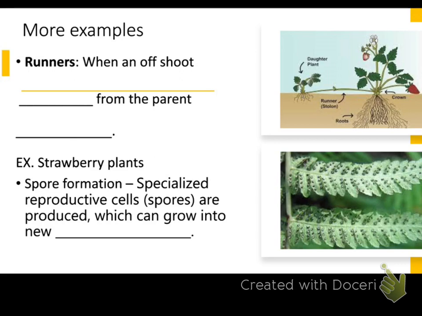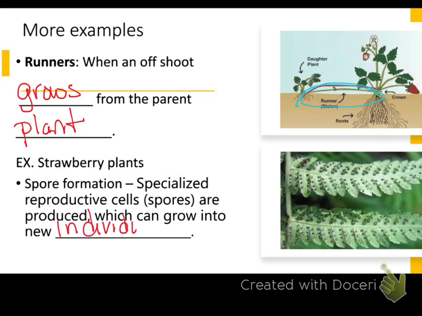Next, we have runners. When an offshoot grows from the parent plant, you can see here this strawberry plant is growing this part right here. That's the runner, and it's going to grow a new daughter plant right next to it from the offshoot. Another example is spore formation, and spores grow on the underside of this leaf here to form new organisms. So you see all those little dots? Those are spores, and they create the new organism.